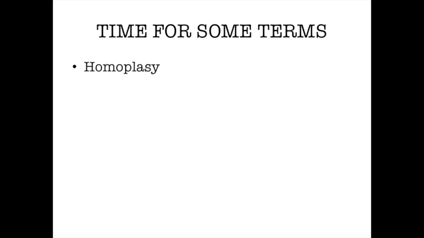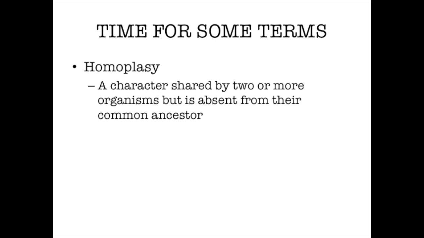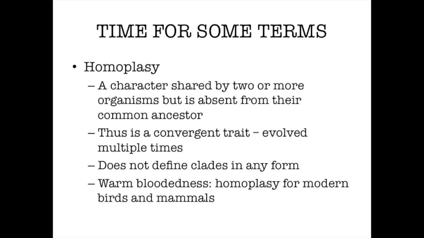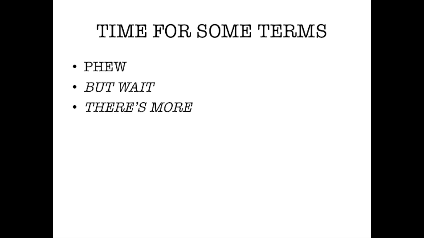Now, a homoplasy is a character shared by two or more organisms but is absent from their common ancestor. Thus, a homoplasy is a convergent trait. It evolved multiple times. It does not define clades in any form. For example, warm-bloodedness is a homoplasy for modern birds and mammals. Phew. But wait, there's more.